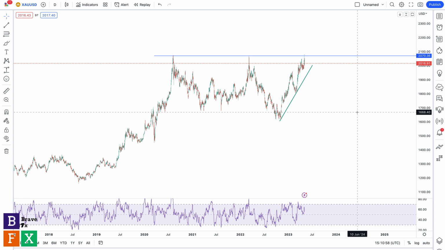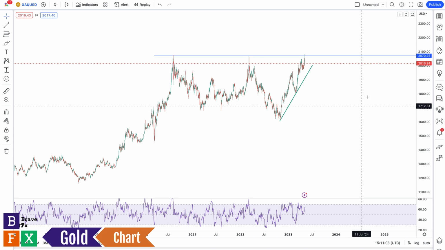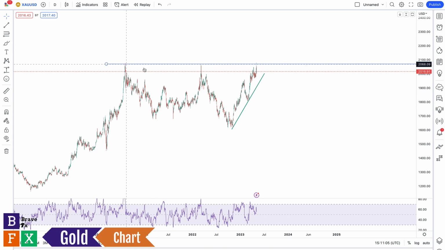Without further ado, let's get started. So as usual, we're starting with the gold chart on the daily time frame. So as you can see on my screen, we seem to have had a triple top, right? So 1, 2, and 3.